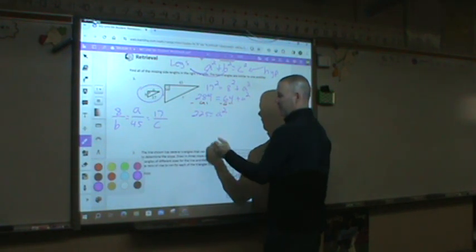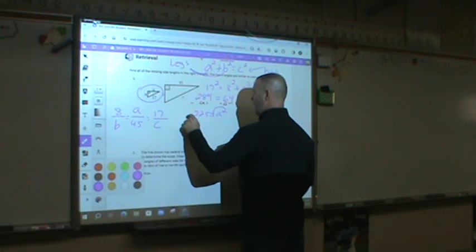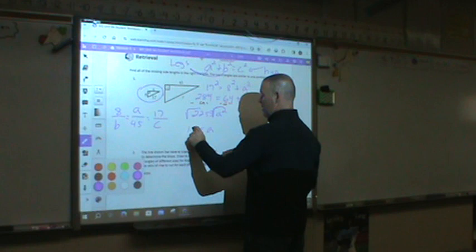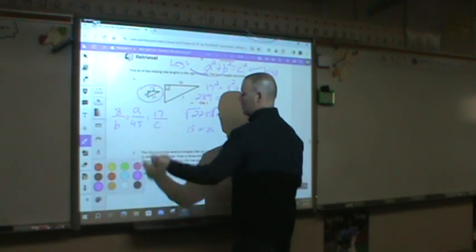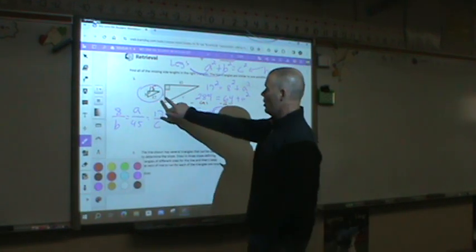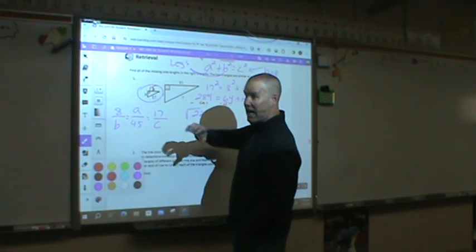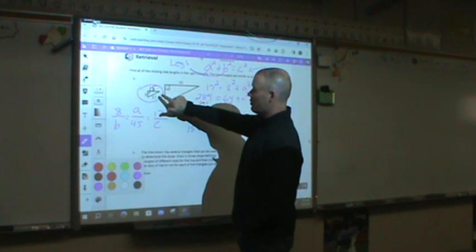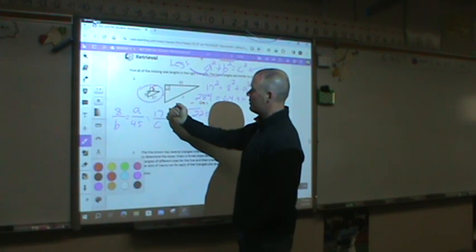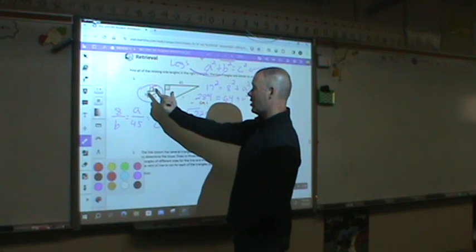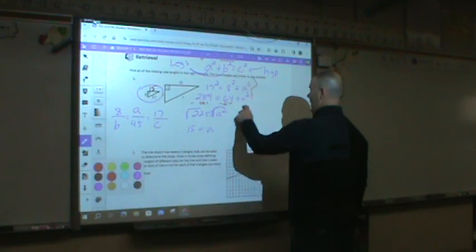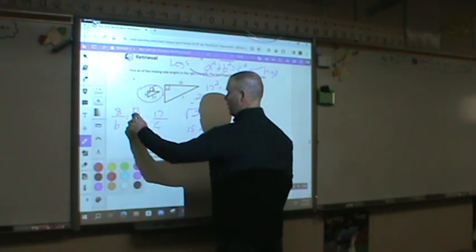What number times itself is 225? Well, we find that by taking the square root of both sides. When you do that, the square root of a squared is a, and the square root of 225 is 15. The last thing we want to do is ask ourselves, is 15 a reasonable answer? Well, the hypotenuse has to be the longest side in the triangle, and it's always across from the largest angle. In this case, the largest angle is the 90-degree angle. It looks like it's the longer leg, so it's got to be more than 8, but it's got to be less than 15.